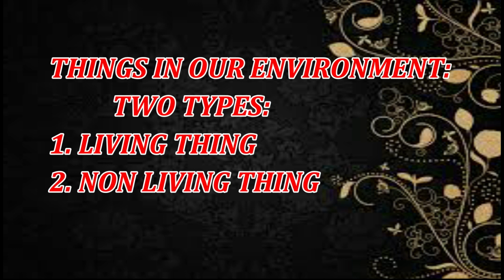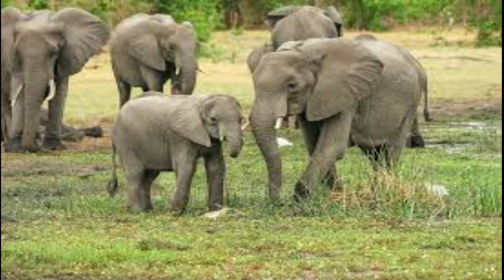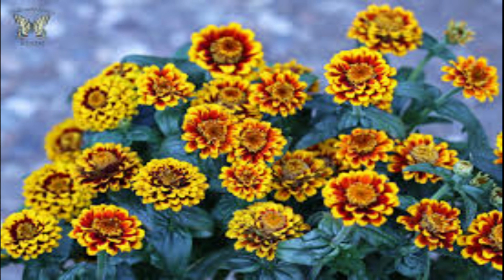Now things in our environment are of two types. That is, first living things and the other non-living things. The living things are further classified into two types. The first is plants and the other is animals. Animals have their babies, as you can see in the picture, and seedlings grow from seeds. The seedlings then grow into plants. This tells us that plants are living things.